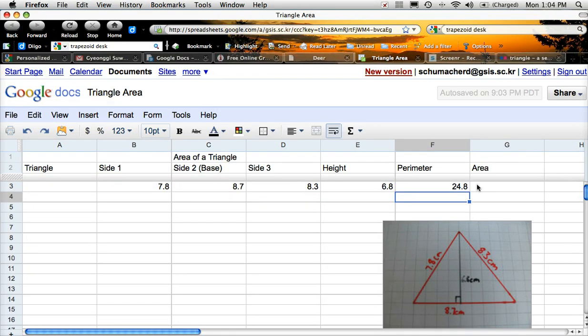The next thing we want to do is find the area of this triangle. As demonstrated to you earlier, a triangle is half a square, or half a rectangle. So you can see there's a rectangle there. The area of a triangle is half of the area of a rectangle.